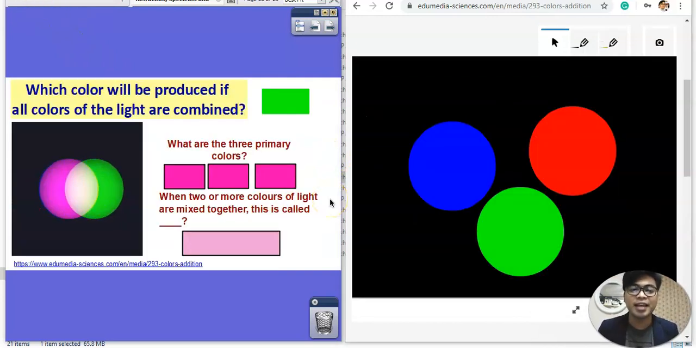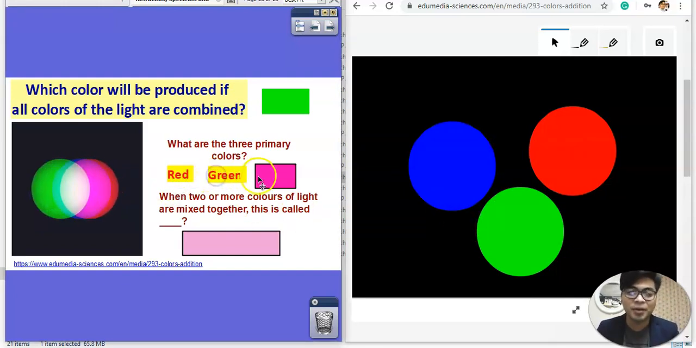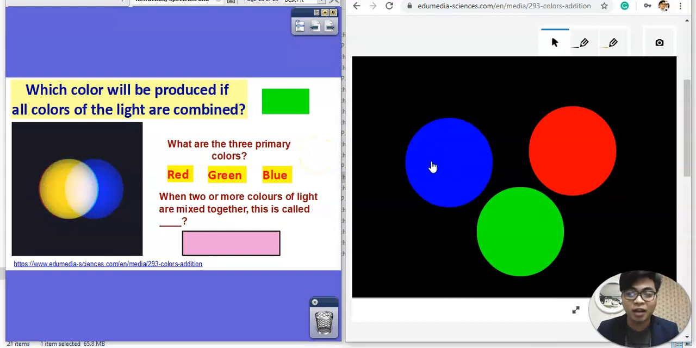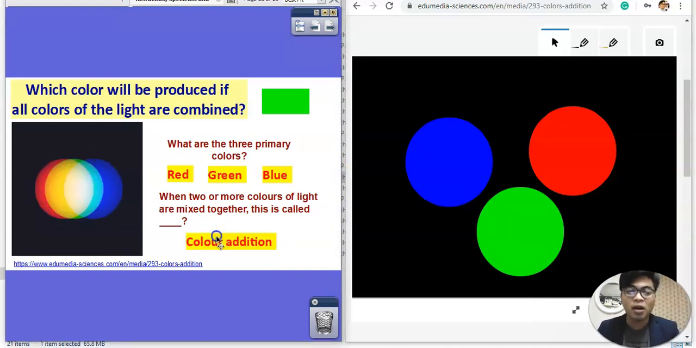Since we're talking about colors, there are these colors here: red, blue, and green, and these are called the primary colors. So your primary colors are red, green, and blue. When two or more of these colors of light are mixed with each other, just like what's happening here, we call this phenomenon color addition.